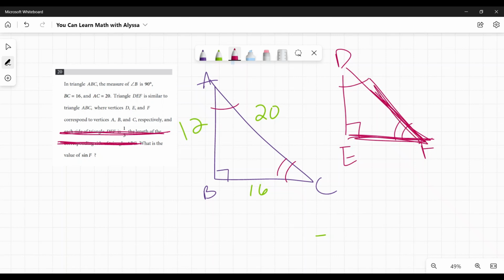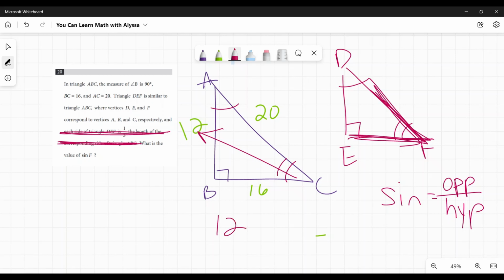So the sine of angle F is going to be the same as the sine of angle C. It just is. You don't have to do, oh, it's 1/3, so what's 1/3 of 20? No, you do not have to do that. That's ridiculous. They're just trying to mess you up and make you waste time. So the sine of angle C. Sine is equal to the length of the opposite divided by the length of the hypotenuse. Opposite over hypotenuse. So the opposite side from C is 12, and the hypotenuse is 20.